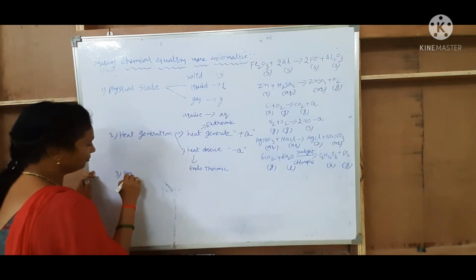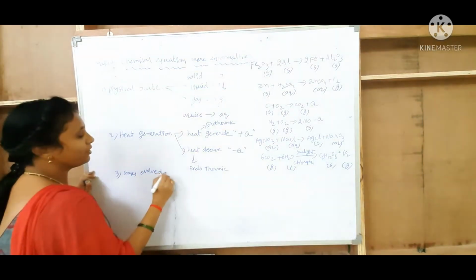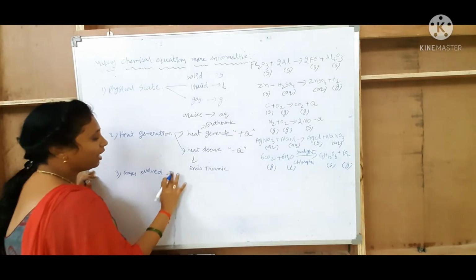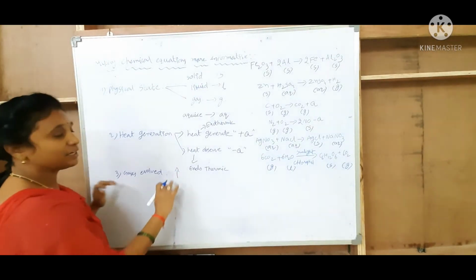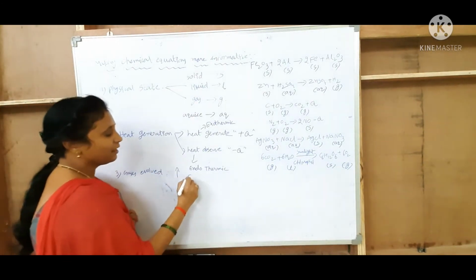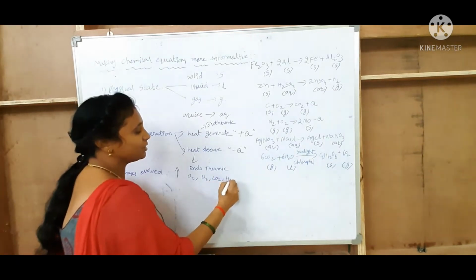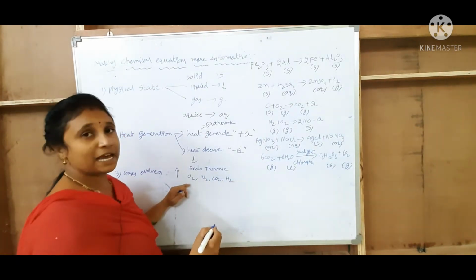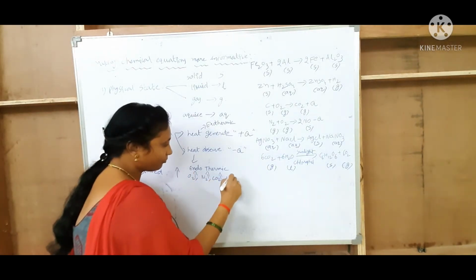gases evolved. Gases evolved are specified with the up arrow. In any chemical equation, if there are gases like oxygen, nitrogen, carbon dioxide, hydrogen, these are all gases. These gases are represented by the upward arrow.